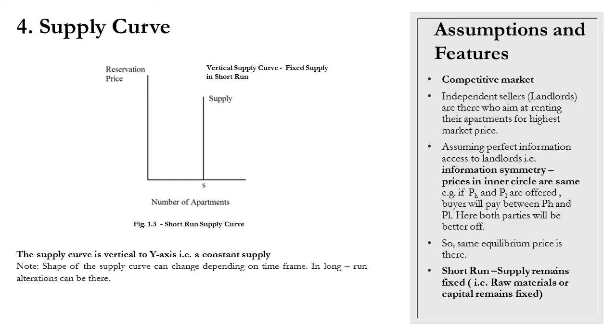Now assuming perfect information is available to the landlords, that is, there is no information asymmetry, the prices in the inner apartments are the same because of this assumption that everyone knows what the other person is offering among the sellers. If every seller knows what other sellers are offering, then to sell his or her apartment, they will always try to keep a price which is competitive with the other person.